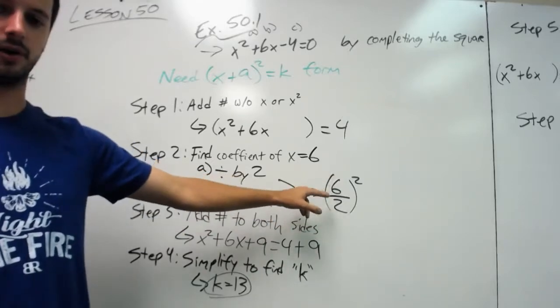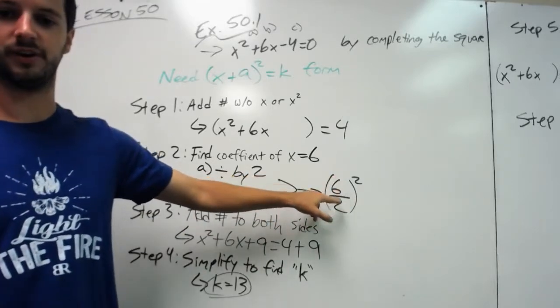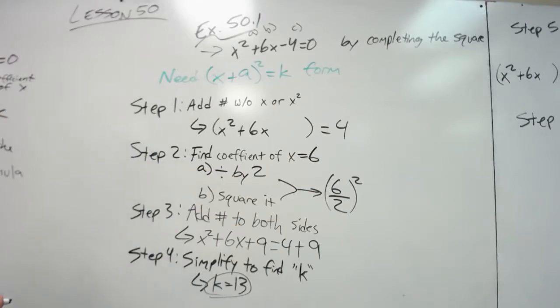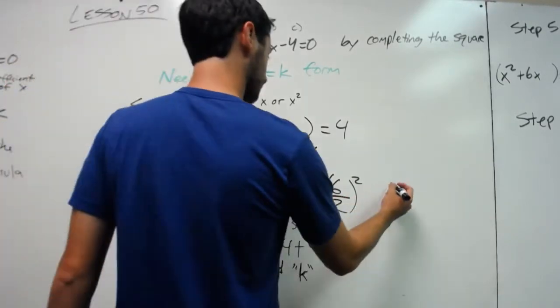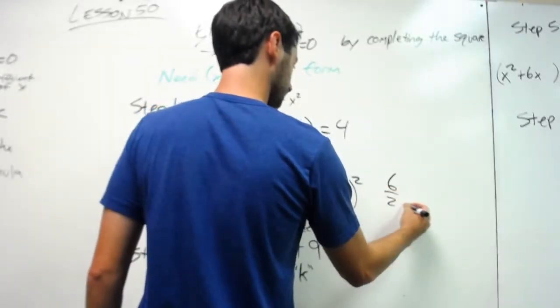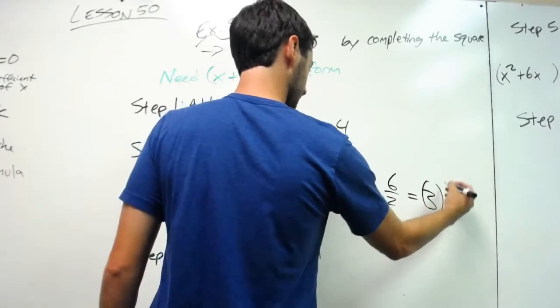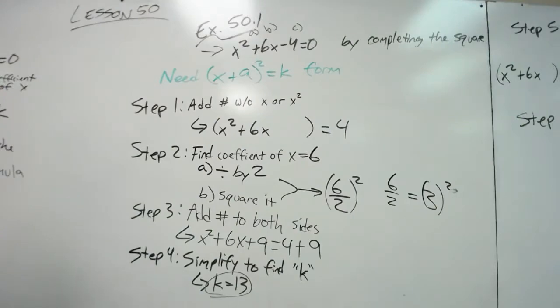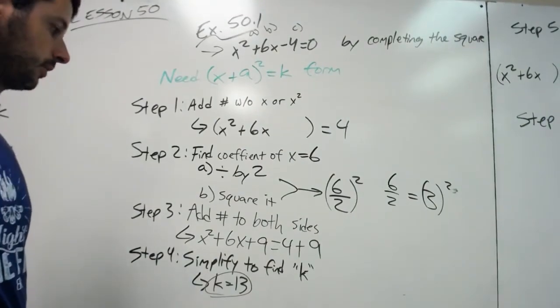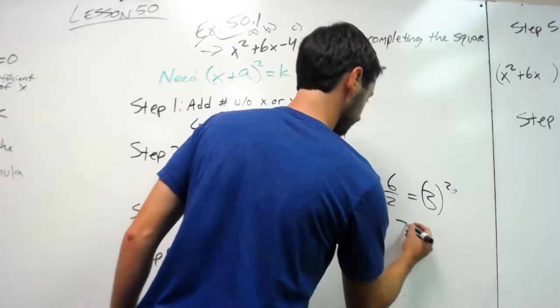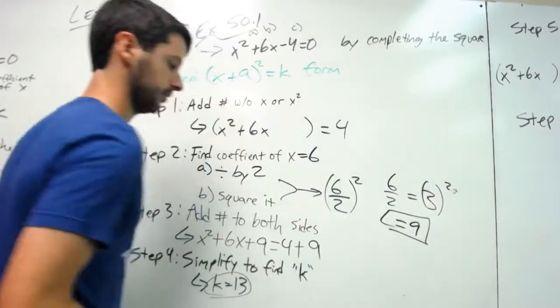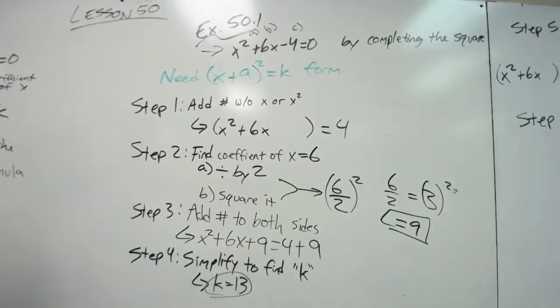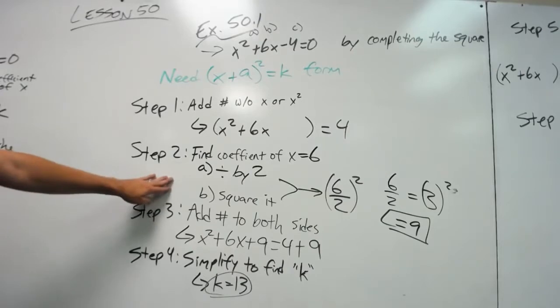I wrote all this in parentheses, so we make sure to divide before we square. So what we would do is 6 divided by 2 equals 3. And then we would be left with 3 squared. 3 squared would equal 9. So that's what we get there. We get 9, and now we just did step 2.